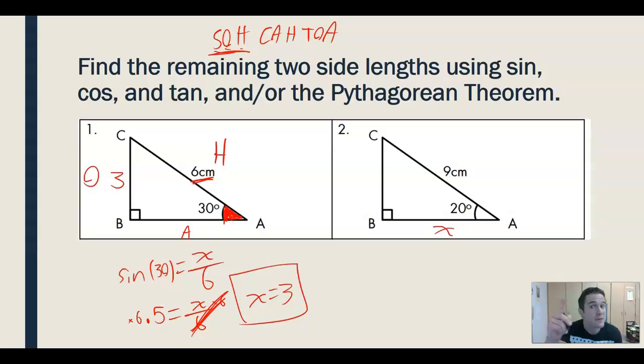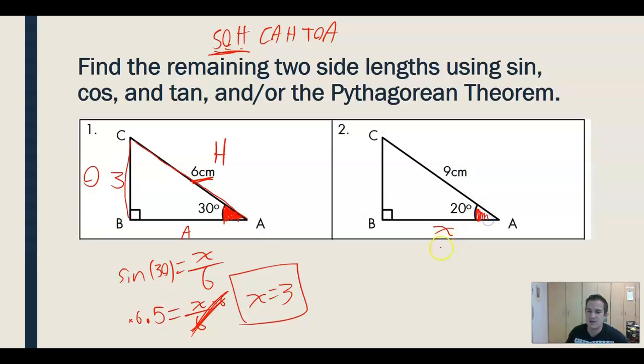Notice, if you remember from the last video we watched when we were talking about special right triangles, you already knew that. Because I know that the shorter side of this right triangle, if this angle is 30 degrees, is half the length of the hypotenuse. That's crazy. That's so cool. Anyways, okay, let's move on to this triangle.